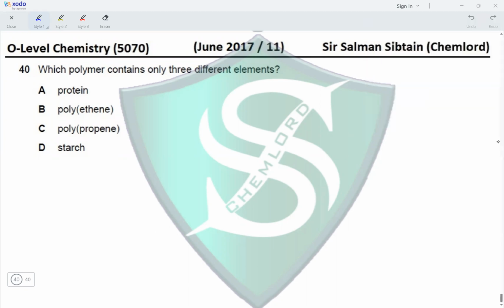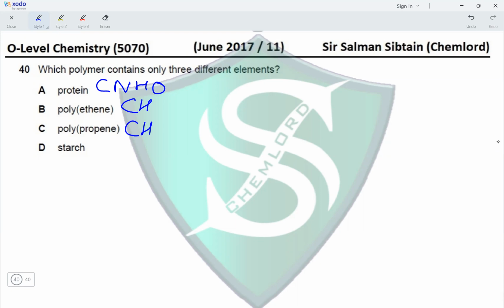Question 40. Which polymer contains only three different elements? Proteins. Proteins are made up of carbon, nitrogen, hydrogen, and oxygen because they are polyamides. Polyethylene is an addition polymer of ethene, which consists of only carbon and hydrogen. Polypropene is an addition polymer of propene, which is also composed of carbon and hydrogen only.